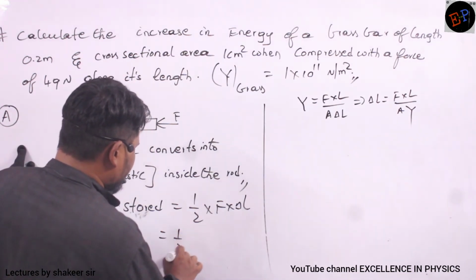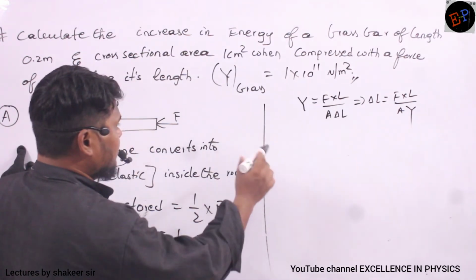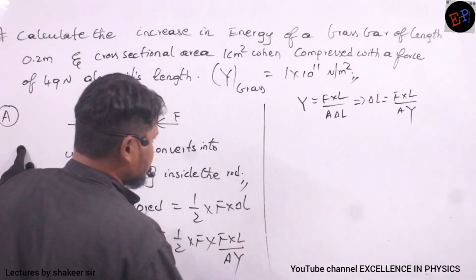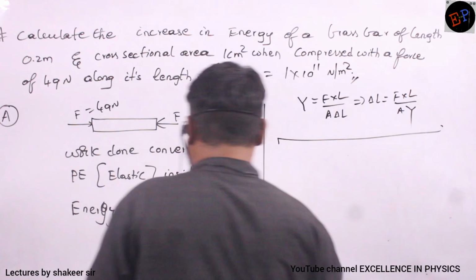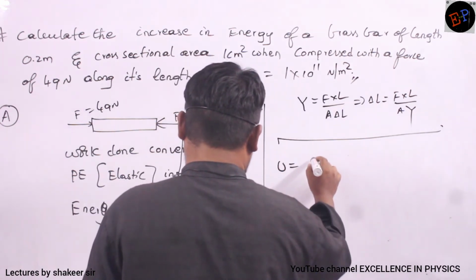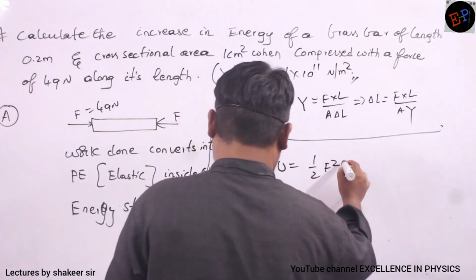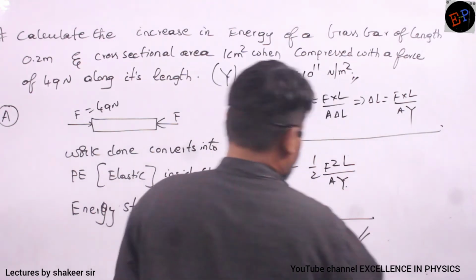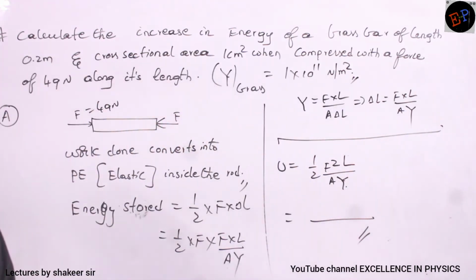So therefore half into F into, instead of delta L I can write F into L divided by A into Young's modulus. Clear? So therefore what is my formula for energy stored? Half F square L divided by A into Young's modulus. So substitute all the values, that is my required answer. Okay? All values are given now.